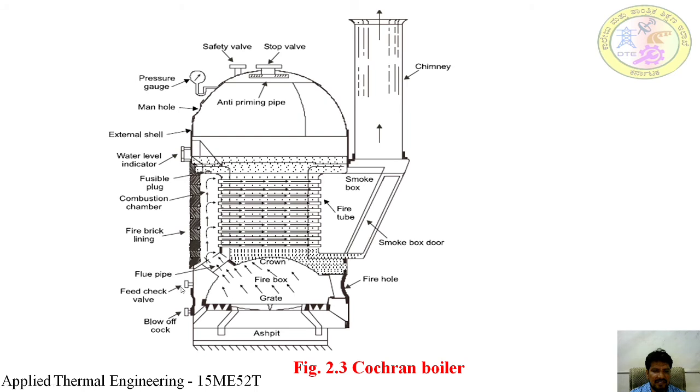And this is the feed check valve, which is a non-return type of valve. Normally the feed check valve is used to supply water into the boiler. We are supplying the water into the boiler with the help of a feed check valve. In some sketches, this feed check valve is located at the top. In this sketch, the feed check valve is located at the bottom.